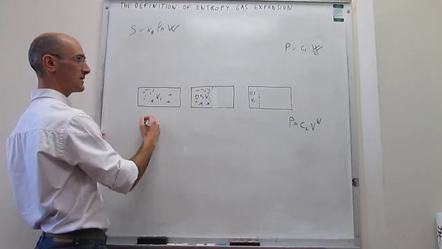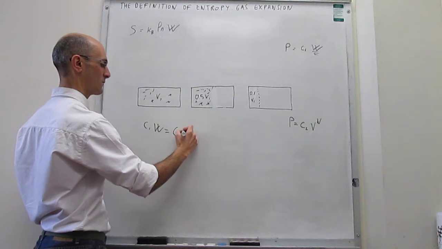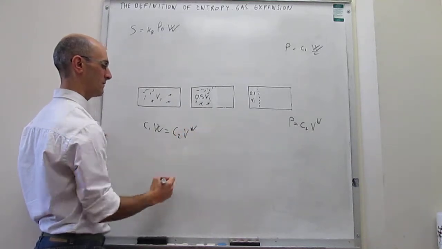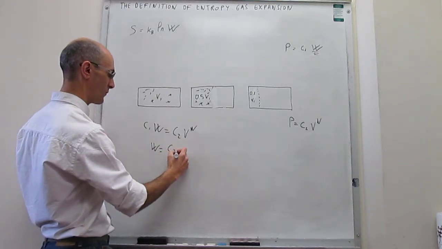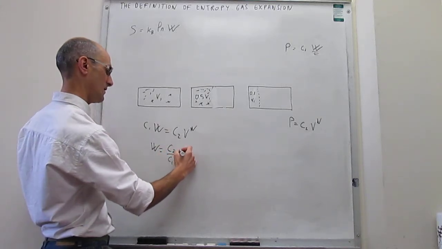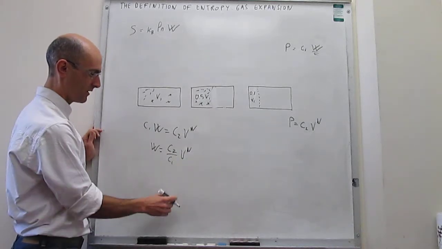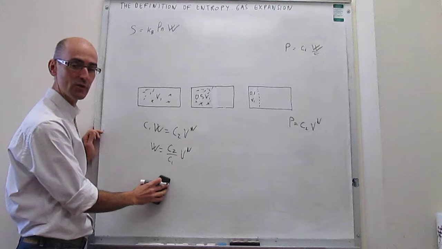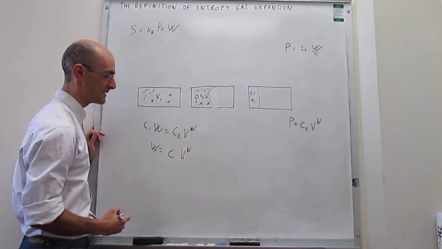So what we actually say is that this probability is going to be equal to this probability, right? And then what that means is that the number of microstates is going to be equal to the ratio of these two constants multiplied by the volume to the power of the number of molecules. This ratio of C2 over C1, these are constants, so we can simply call this a new constant C.